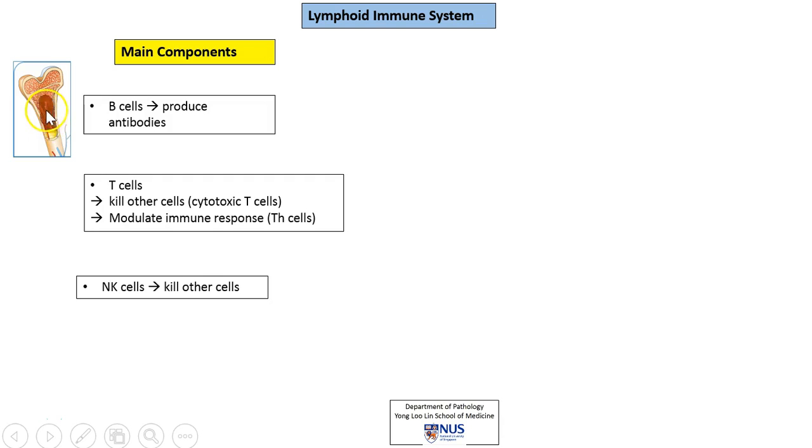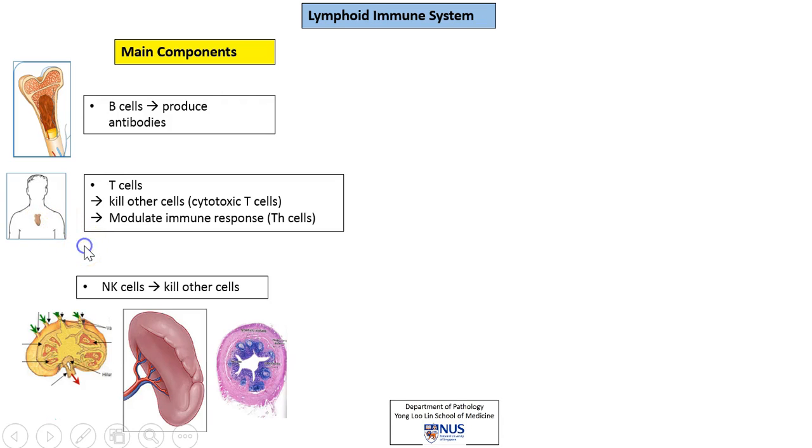So B cells come from the bone marrow, and it's easy to remember because bone starts with B. T cells come from the thymus, again easy to remember because of the T. And this is an organ that's located in the anterior mediastinum. NK cells can come from a variety of sources, including lymph nodes, the spleen, as well as mucosa-associated lymphoid tissue. This is actually a section of the appendix, and you can see some reactive lymphoid follicles here. Collectively, these form the secondary lymphoid organs. A proportion of NK cells also originates from the bone marrow, similar to B cells.